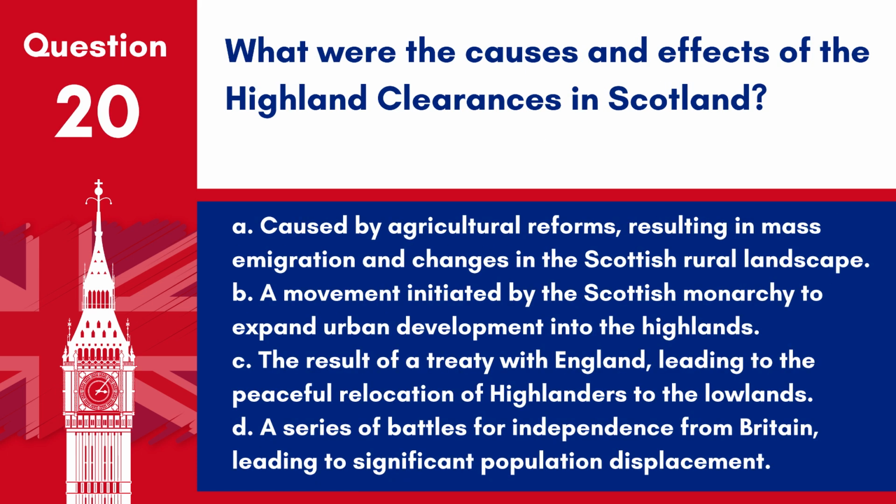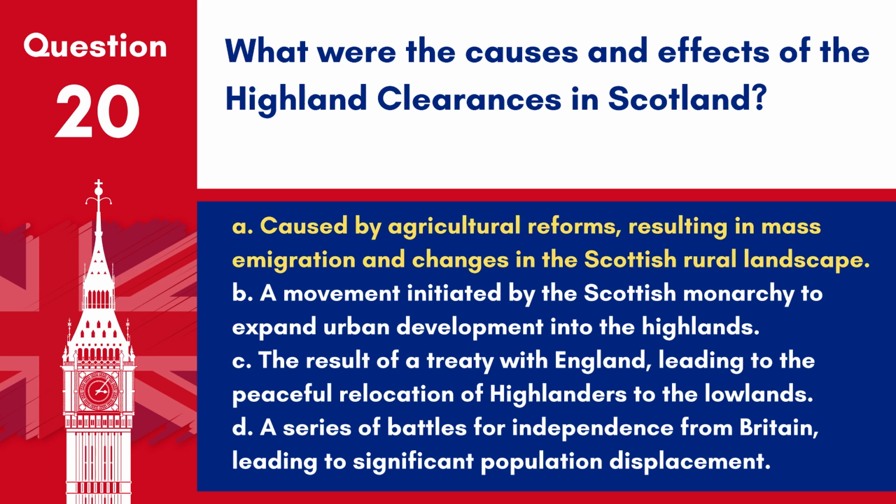Question 20. What were the causes and effects of the Highland clearances in Scotland? A. Caused by agricultural reforms, resulting in mass emigration and changes in the Scottish rural landscape. B. A movement initiated by the Scottish monarchy to expand urban development into the Highlands. C. The result of a treaty with England, leading to the peaceful relocation of Highlanders to the lowlands. D. A series of battles for independence from Britain, leading to significant population displacement.